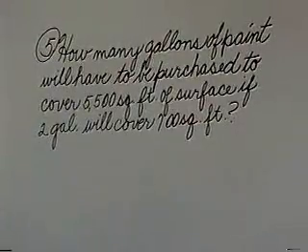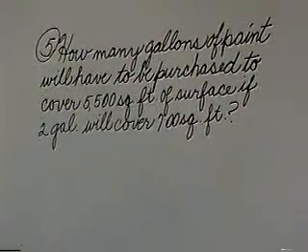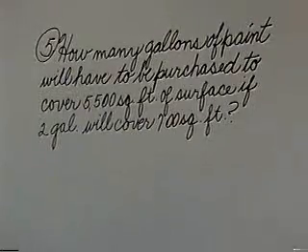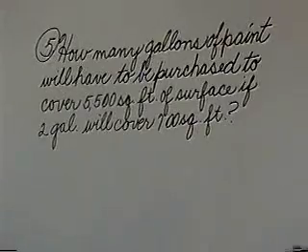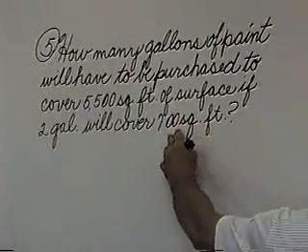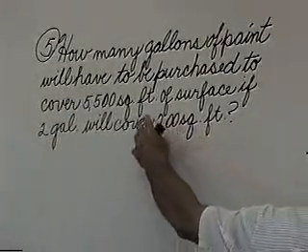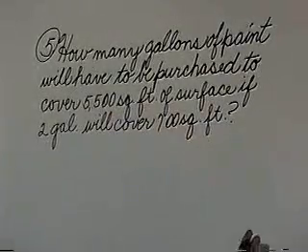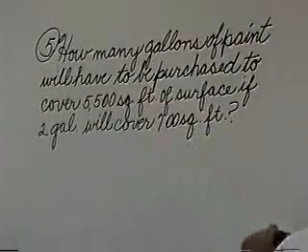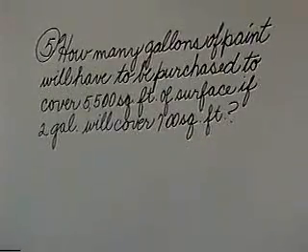All right, looking at number 5 here, it says how many gallons of paint will have to be purchased to cover 5,500 square feet of surface if 2 gallons will cover 700 square feet. One way of doing this would be to say, well, how many of those 700 square feet are there in 5,500 square feet? And if I figured that out, then I'd just multiply that times 2 gallons.